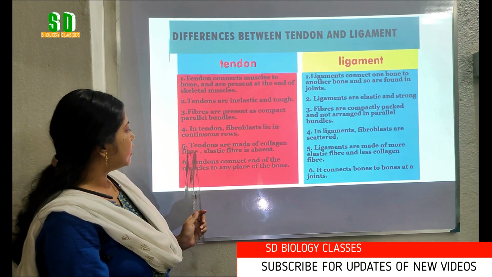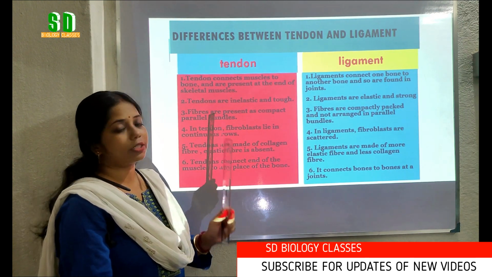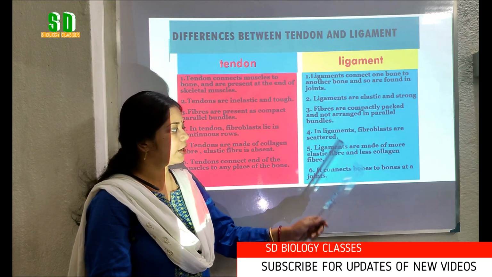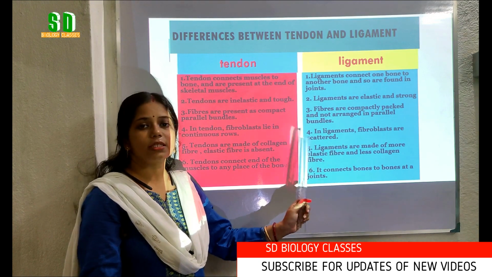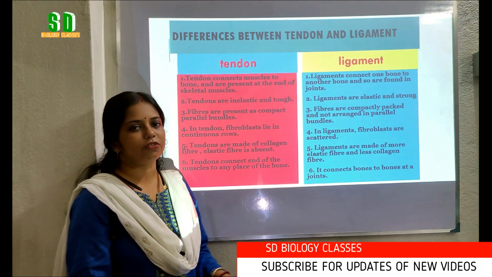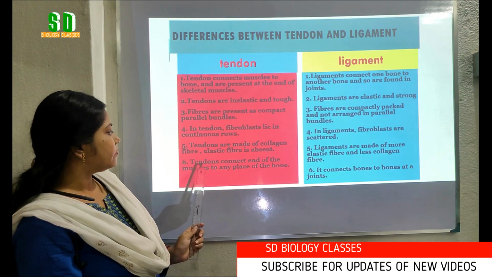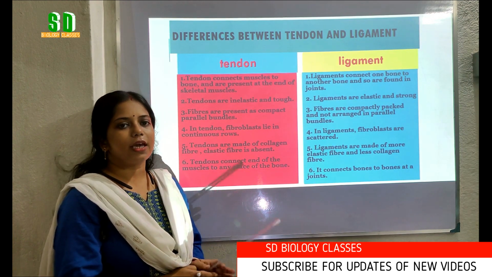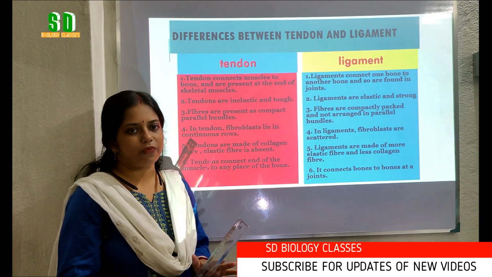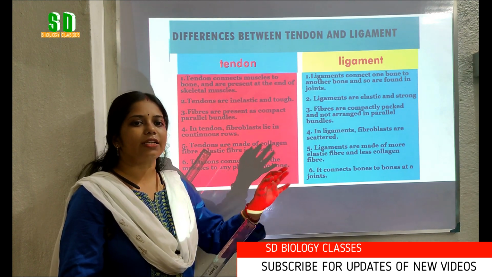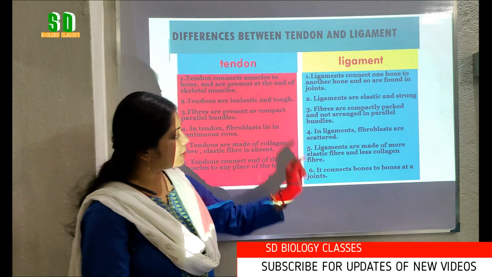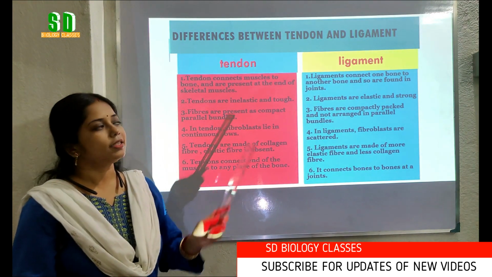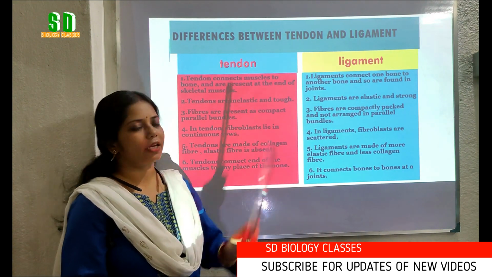Tendons are made up of collagen fiber and elastic fiber is absent there. But in case of ligaments, mostly they are made up of more elastic fiber and less collagen fiber. Another difference, tendons connect the end of the muscles to any place of the bones. That means, where do they attach? It is not fixed. They can attach the muscles at any place of the bones. In case of ligaments, they connect bones to bones at joints only. So these are the differences between tendon and ligaments.